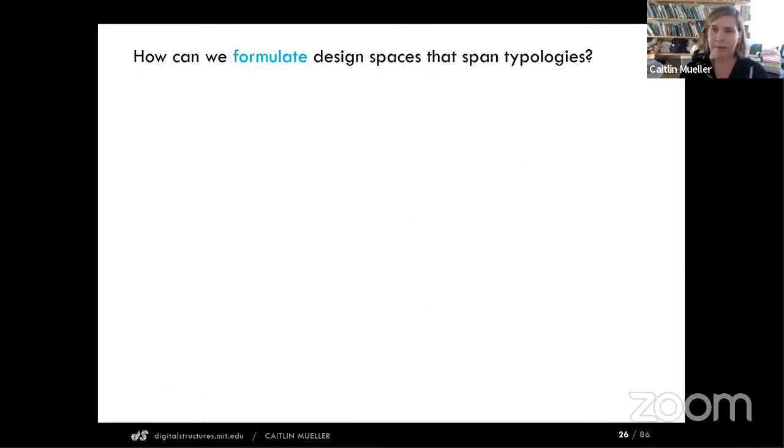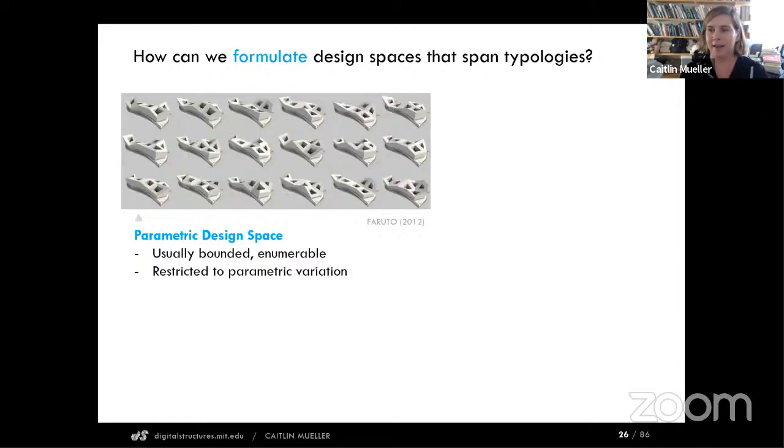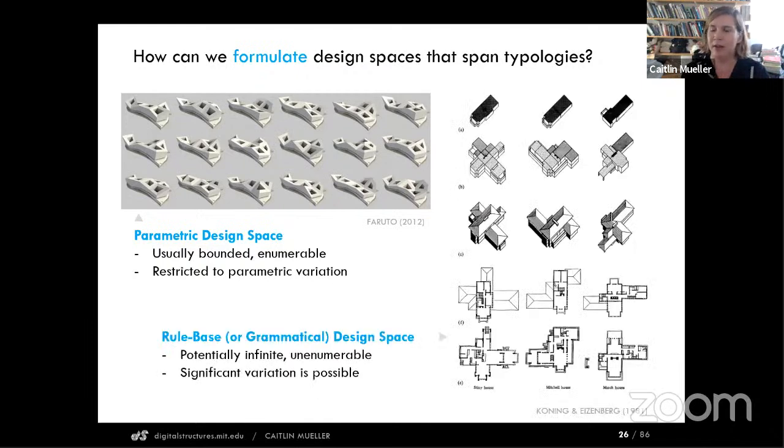And so another area of my work looks at that question of how to formulate really diverse and broad design spaces. And this parametric design framework, in which geometric features are varied in order to create variation, can only get us so far. It's still rather limiting in terms of the self-similarity of the set. If we move into a rule-based or so-called grammatical design space, sometimes a subset of procedural modeling in computer graphics, we see a lot more variation and a lot more variety.